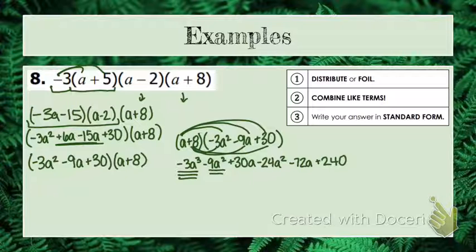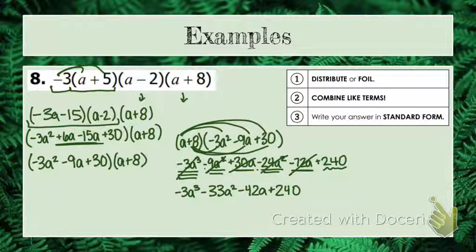So we have a cubed term, squared terms, a terms, and a constant. So negative 3a cubed. And then we have negative 9 minus 24. That's going to give us negative 33a squared. Then we have 30a minus 72a. That gives us negative 42a. And then we bring down our constant of 240. And this is your final answer in standard form.